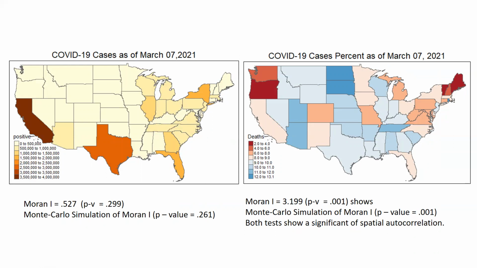This plot shows the COVID-19 cases of the 51 states on the map. The Moran's I test statistic is significant if the COVID-19 cases is in percent of the population. The p-value again is small, which shows there is significant spatial autocorrelation.